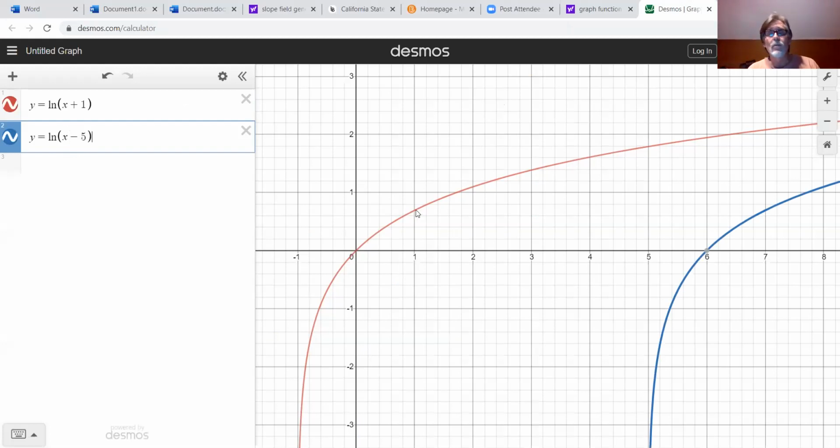So two things in one here, kind of a lengthy video. The homework is doable, but I wanted to show how to do this. On another one, I'll do a slope field generator and show you how to do that one too.